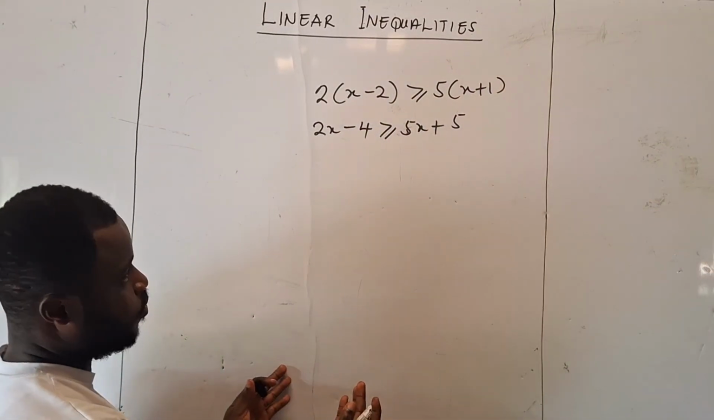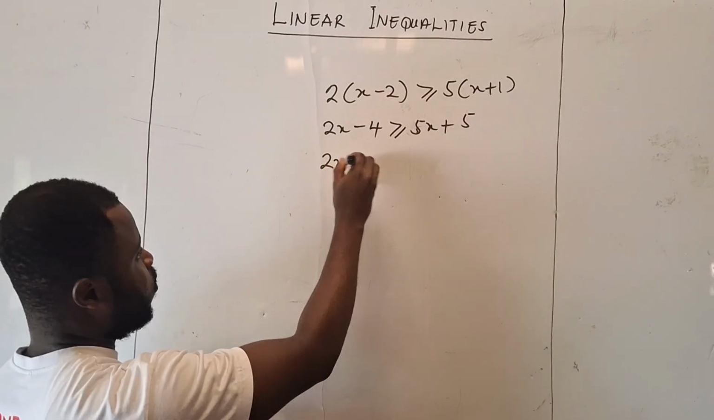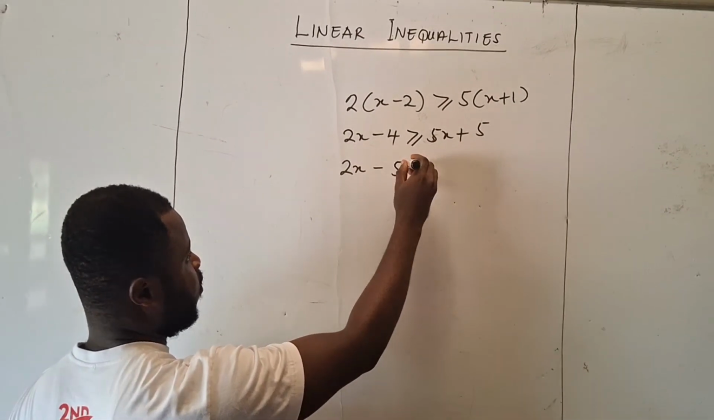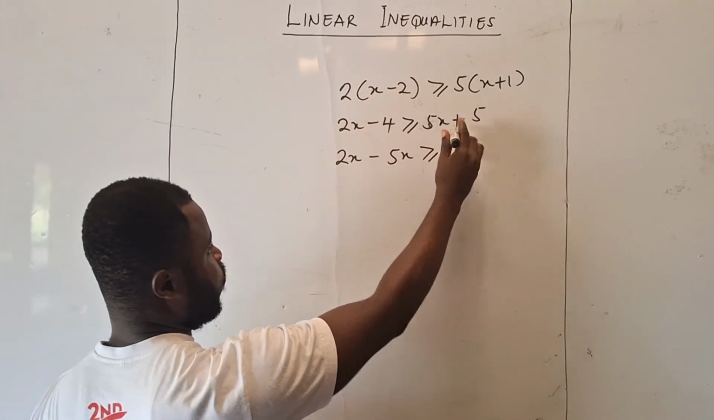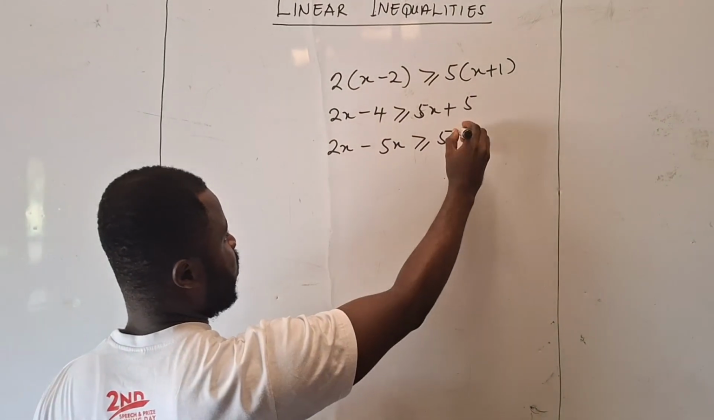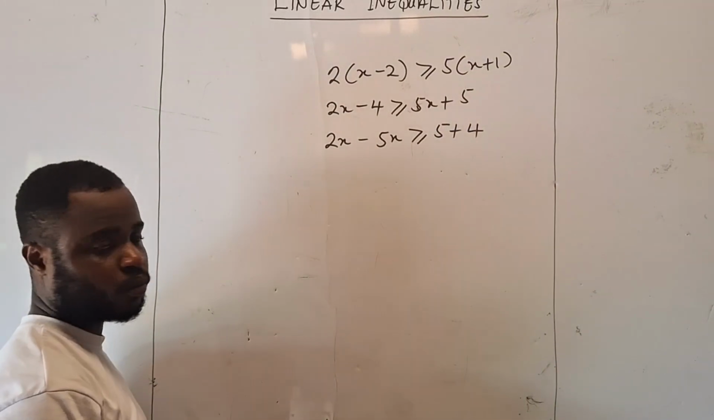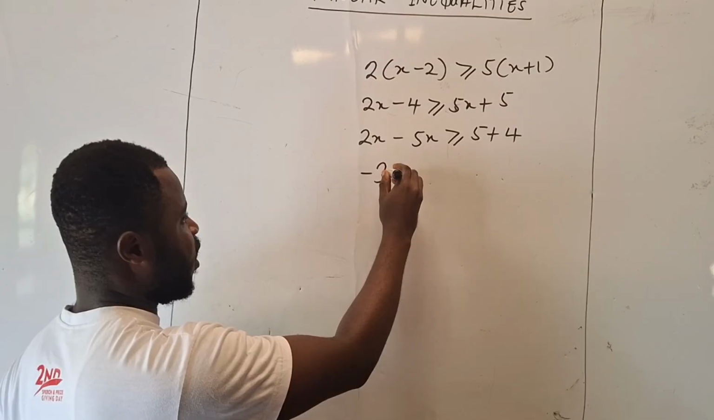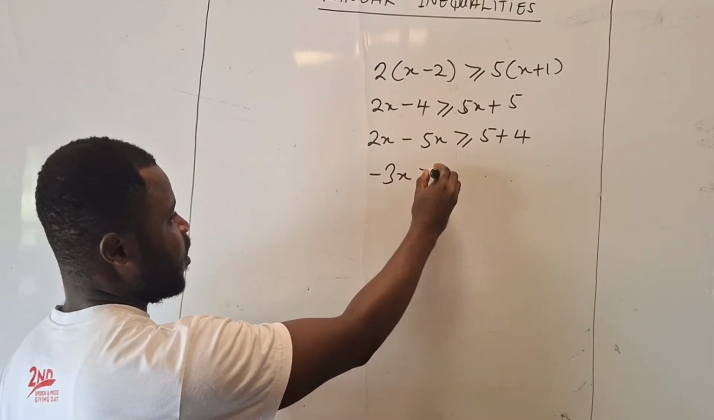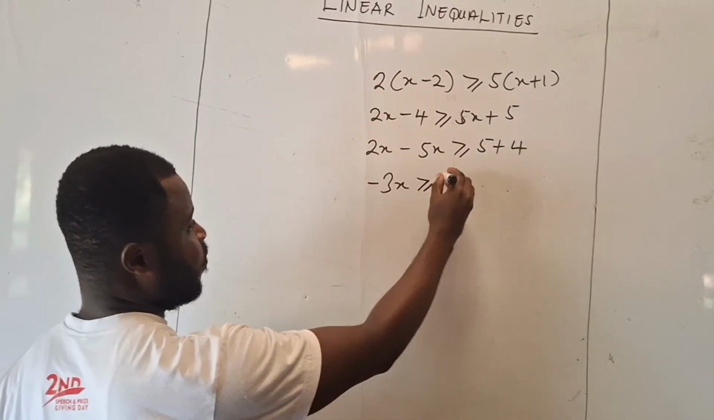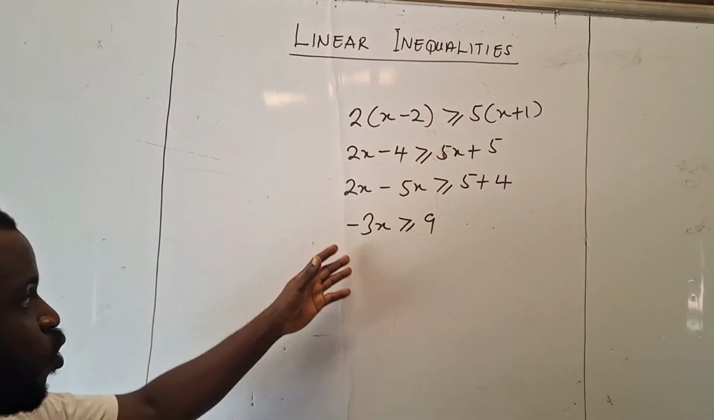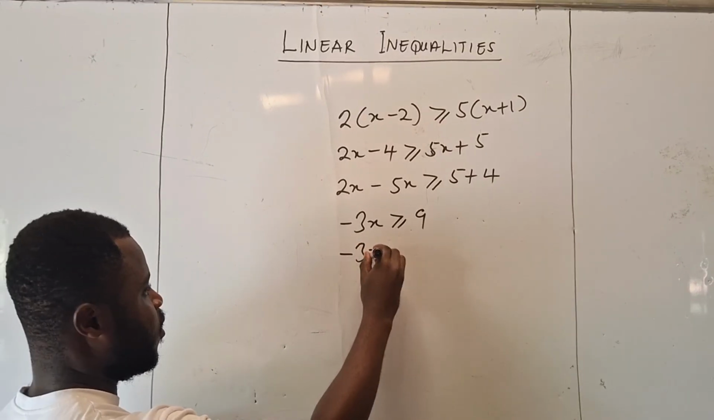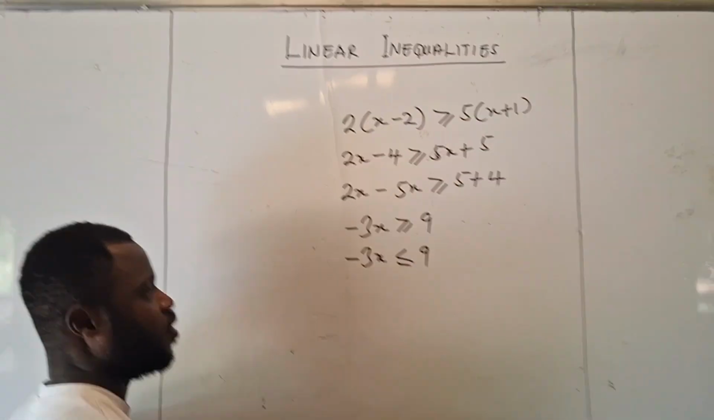We are going to group like terms as we know. So we have 2x. This one will cross the operation sign here, negative 5x, greater than or equal to the positive 5 is here. Now the 4 coming here will be plus 4. Now 2x minus 5x is going to be negative 3x, greater than or equal to 5 plus 4, which gives us 9. Once again, the coefficient of x has become negative. To divide it, we have to change the sign to the opposite sign.